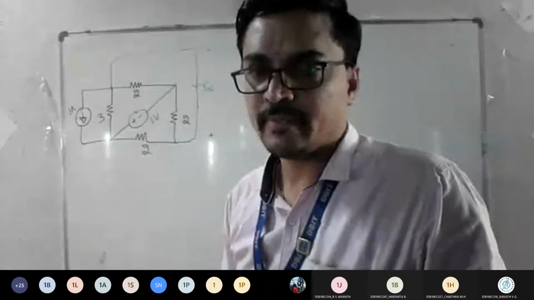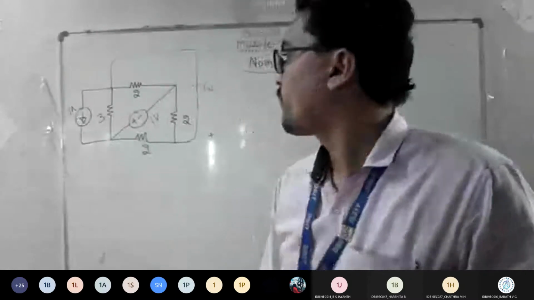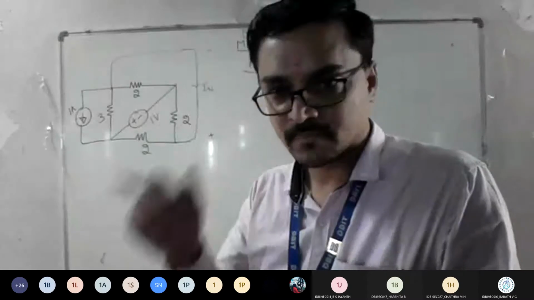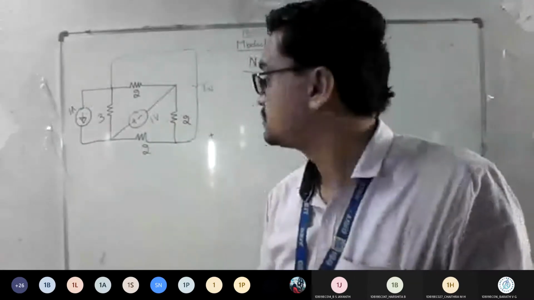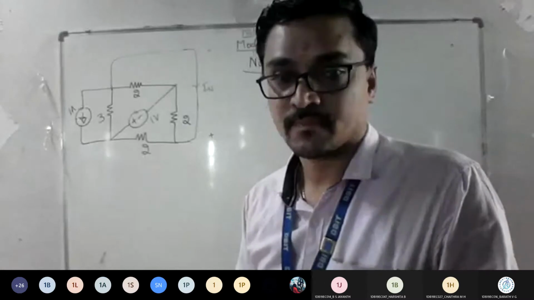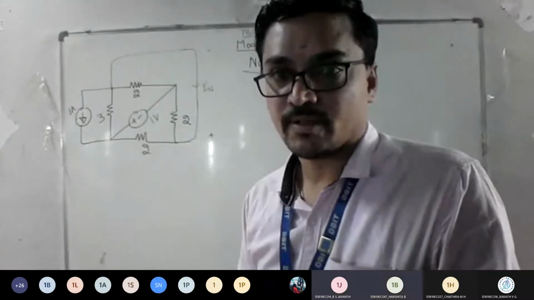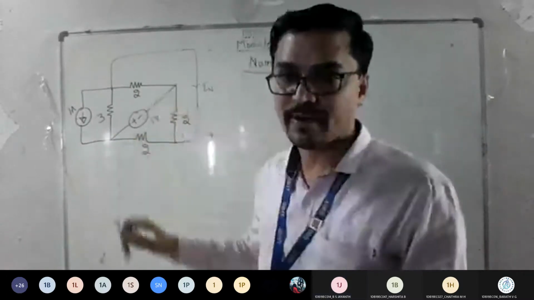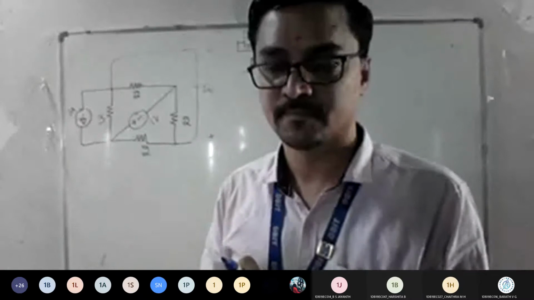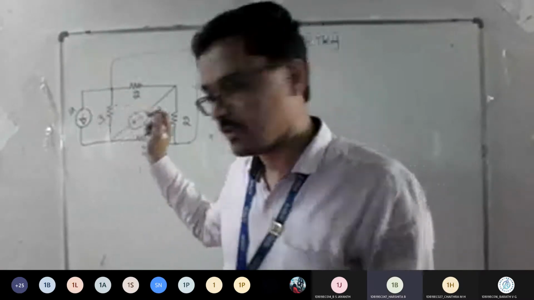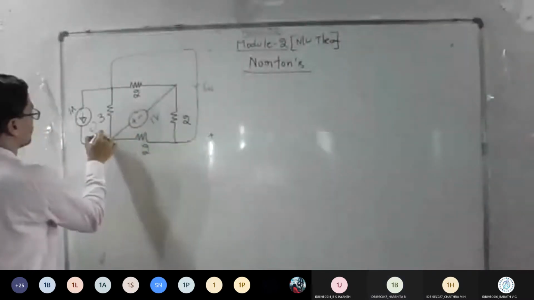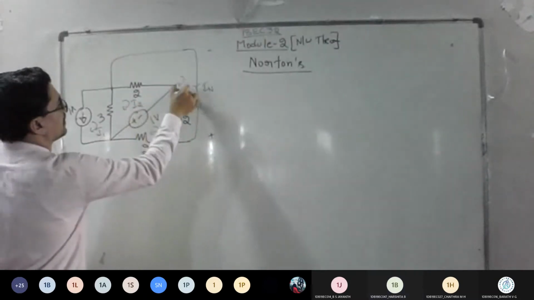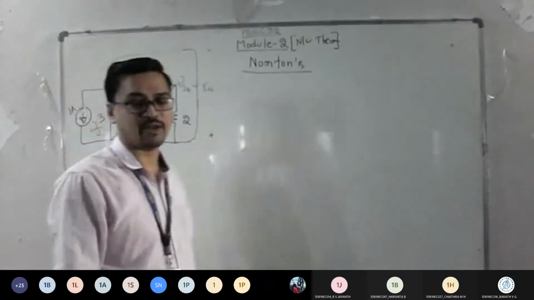How many meshes do you have? Four. See, this is 1, 2, 3 and 4. But out of 4, 1 is already known. Which is that? Current I1. Correct? So we can mark the directions now: I1, I2, I3, I4. So what do I want to calculate to find my Norton current now?